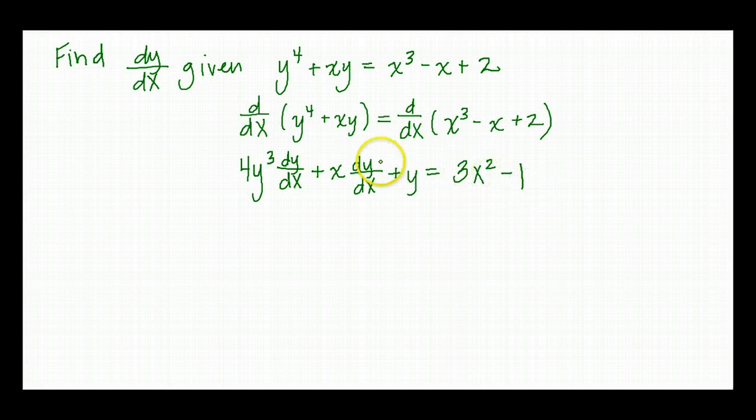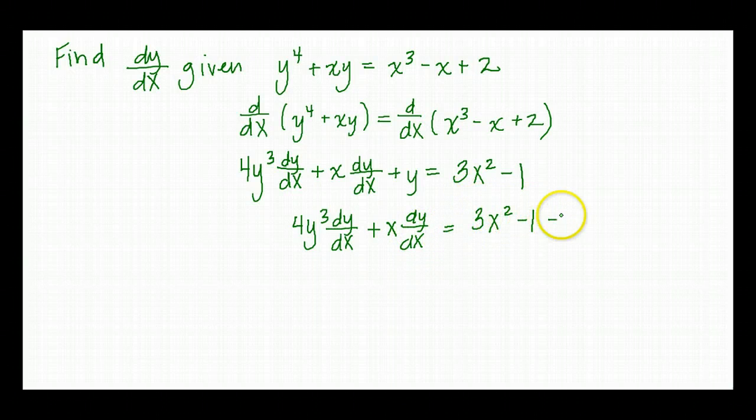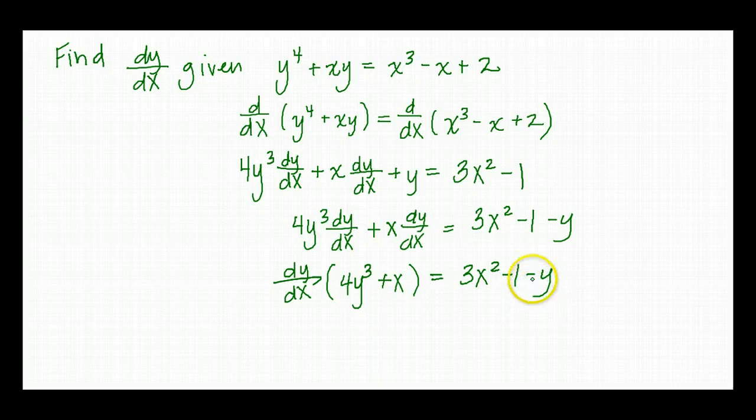And then I gather like terms, all the terms with dy/dx on one side, all the terms without dy/dx on the other. So what I'll have here is 4y cubed dy/dx plus x dy/dx equals 3x squared minus 1 minus y. So I'm subtracting y from both sides. And now I can pull a dy/dx out of both terms. So I'll have left 4y cubed plus x, times dy/dx, equals 3x squared minus 1 minus y.